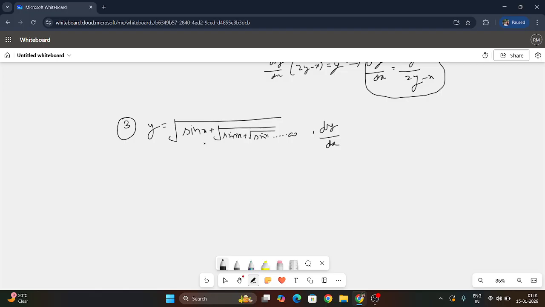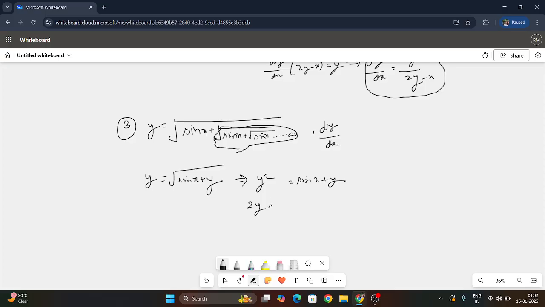So what you can do, let's observe the pattern for sin x, root sin x plus root sin x. Okay, so from here this has started repeating. So these things again can be considered y. So it is going to be y is equal to root of sin x plus y. Okay, if you have understood this, then after this it is going to be easy. In the beginning you have to observe from where the pattern starts repeating, and then consider y. Now let's square both sides, and you will get y square is equal to sin x plus y.